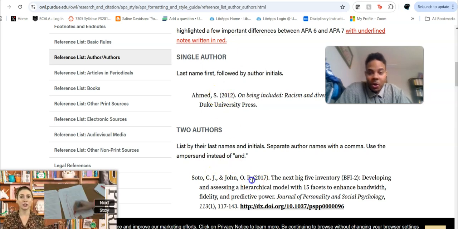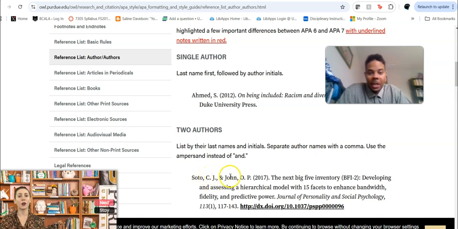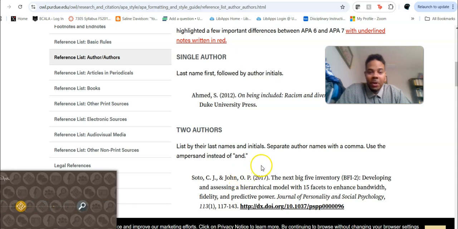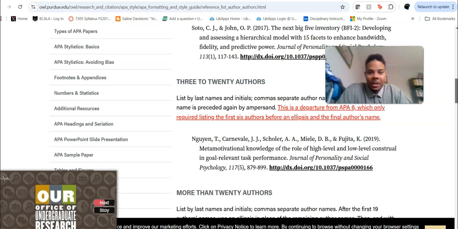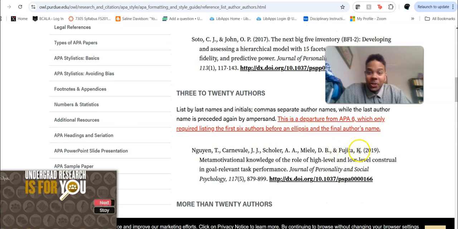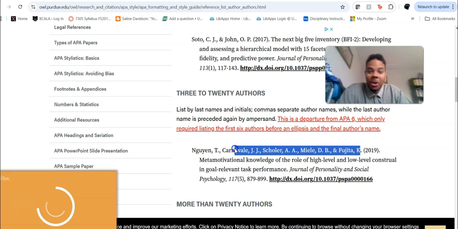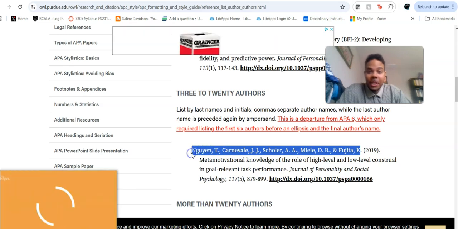And when you see two authors, same deal. Soto, comma, C period, J period. And John, comma, O period, P period. Okay. So again, I say that to say that, yes, when you are putting your references list together, if I see given names, I am going to count off.